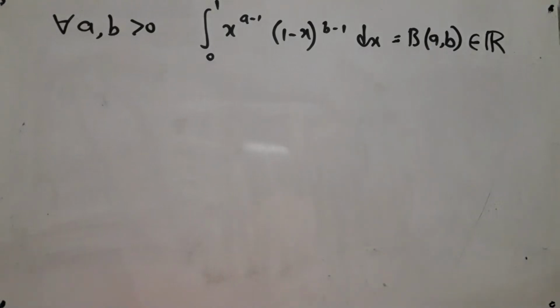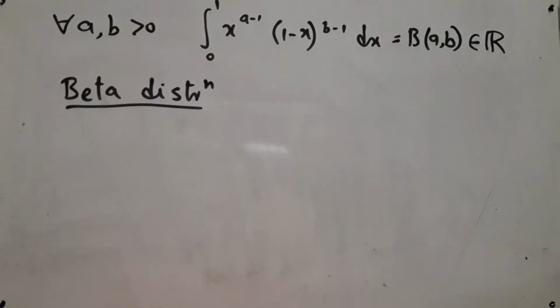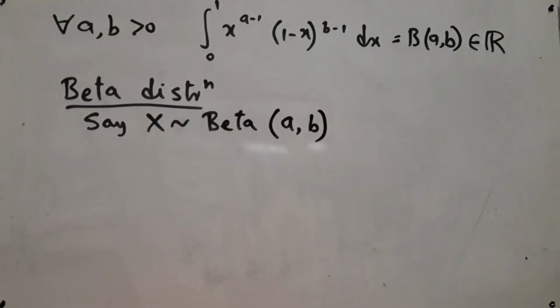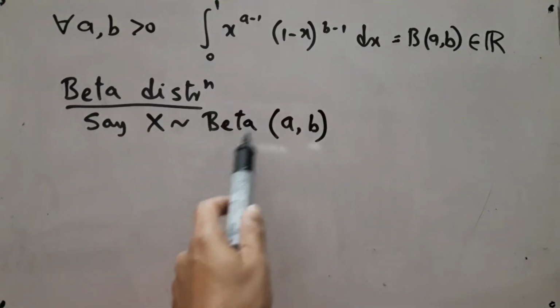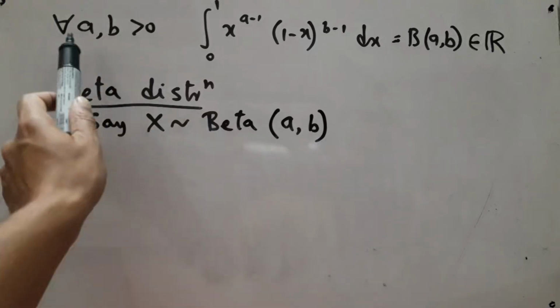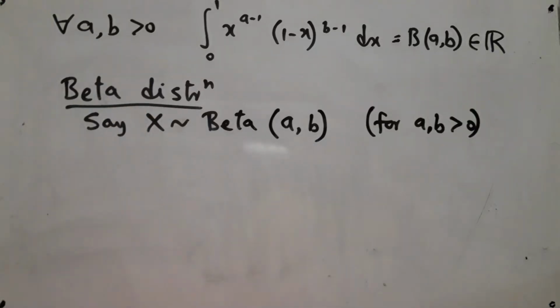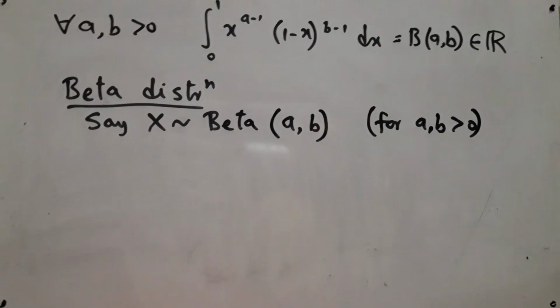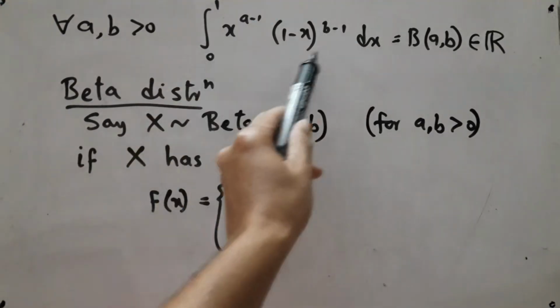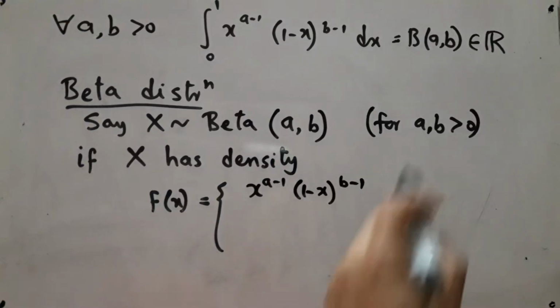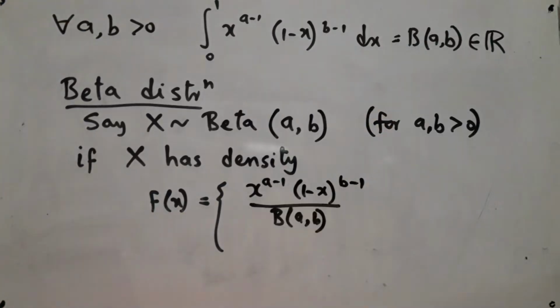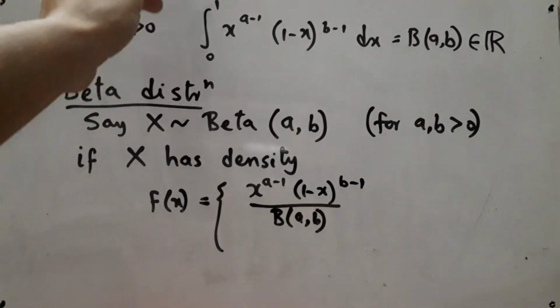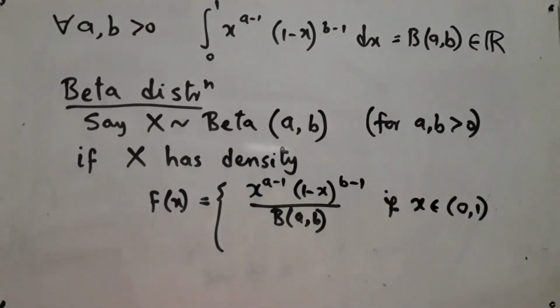And that's how we come to the beta distribution. It is defined like this. Say that x follows beta distribution with parameters a and b strictly positive, if x has the density, this thing divided by its total integral when we are between 0 and 1, and otherwise we take it to be 0. So this is the beta distribution.